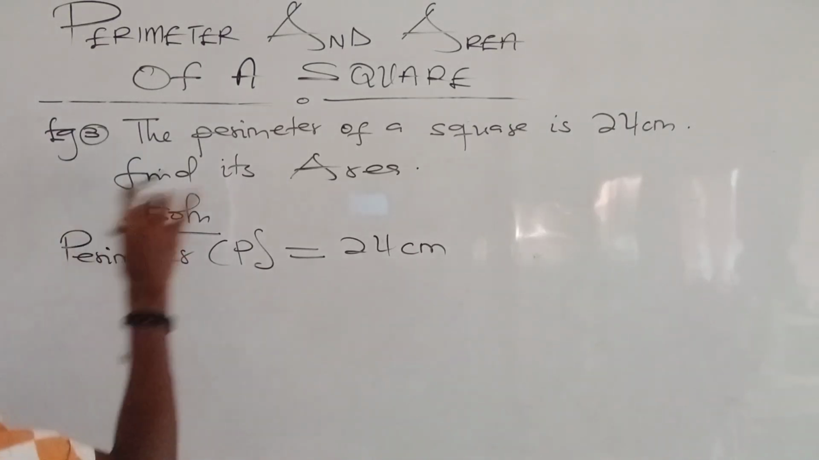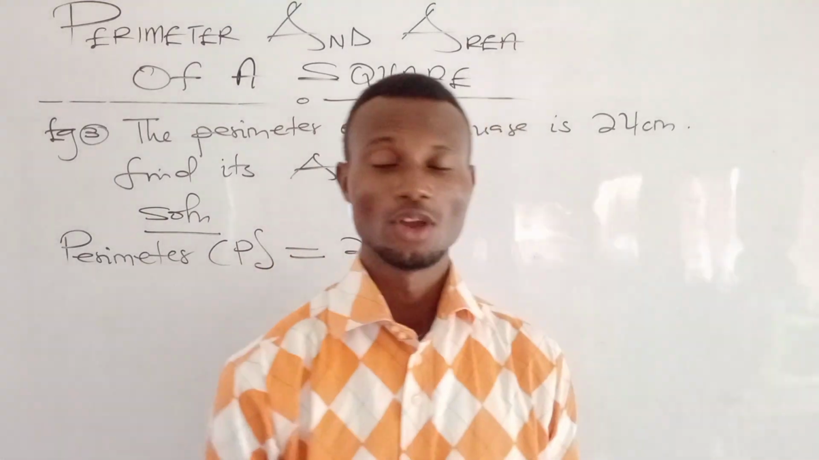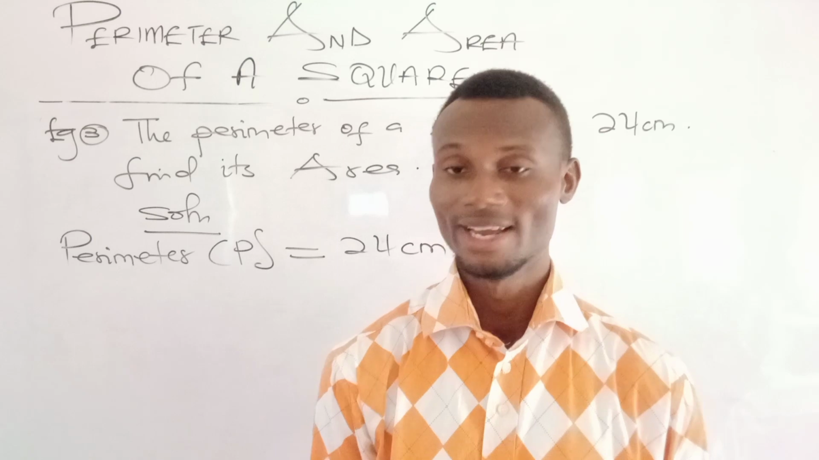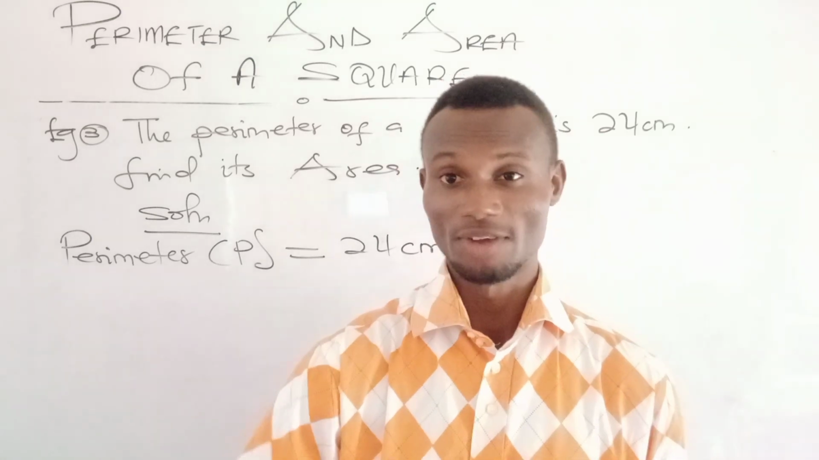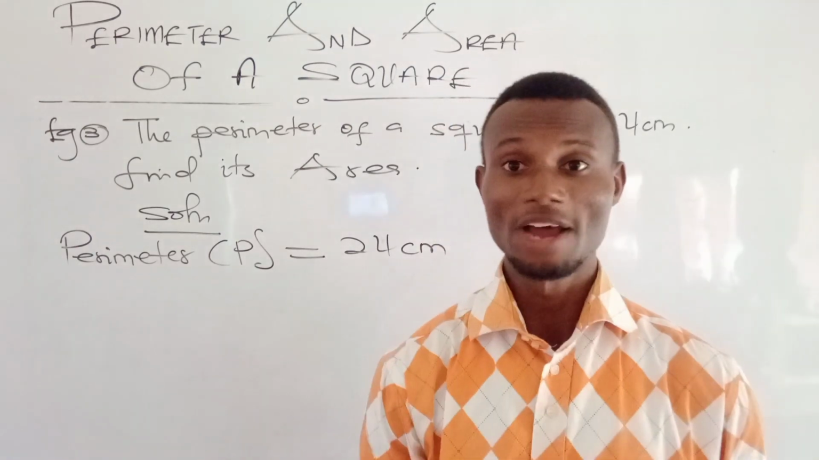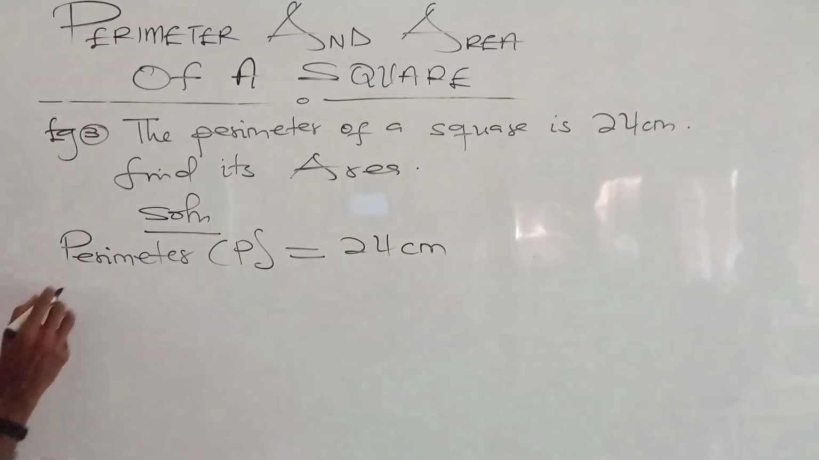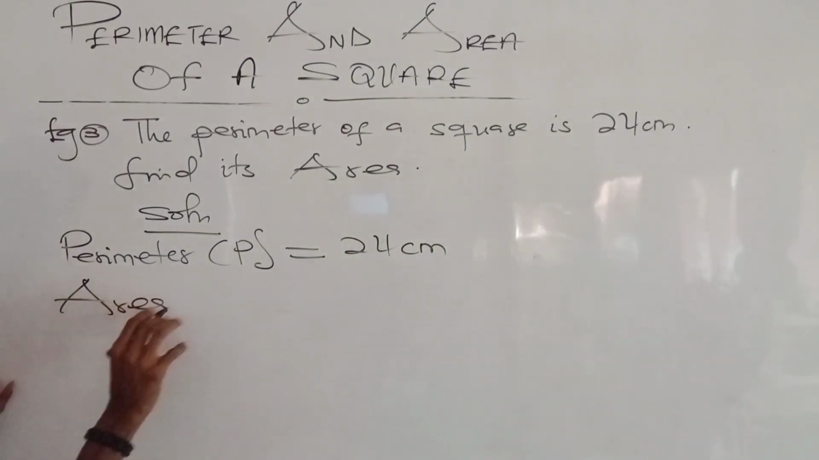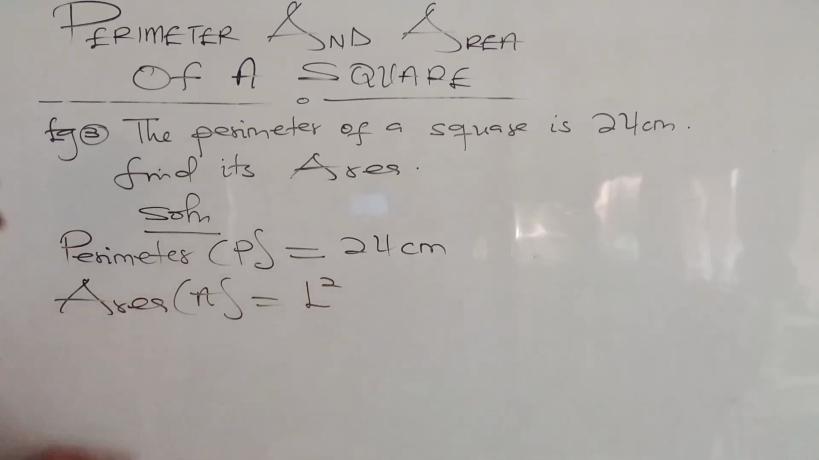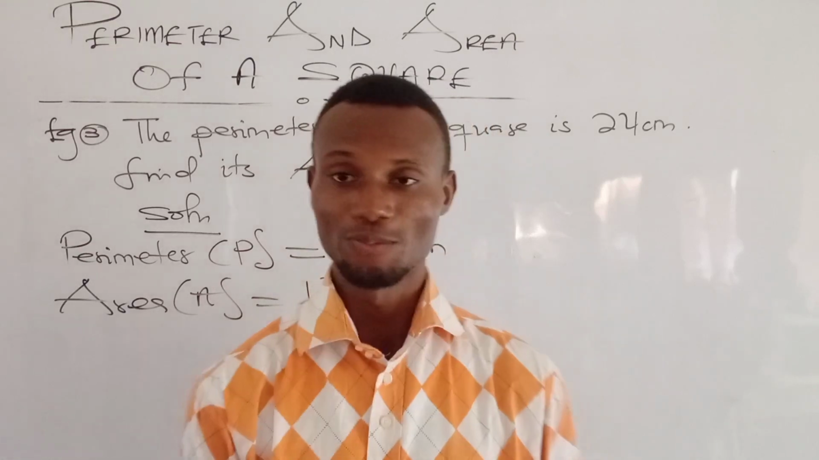It says we should find its area. So we are being asked to find the area of the square. So you need to know the formula for finding the area of a square, and that we've established in the previous videos, and the formula is L squared. So the formula for finding the area of a square is L squared. Let's write the formula down. So the area of a square, the formula is L squared, where L represents the length. Please hope you are following.